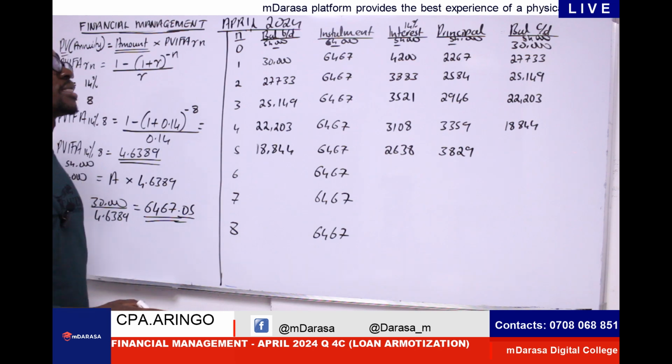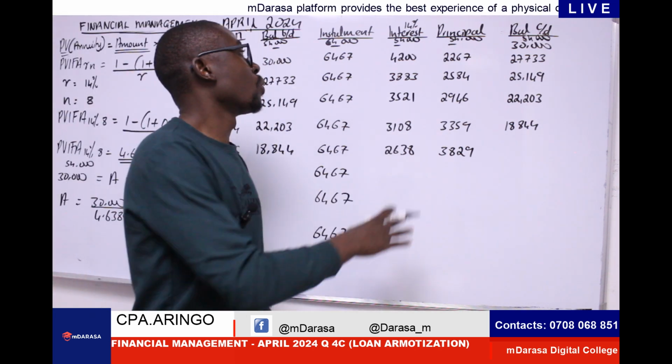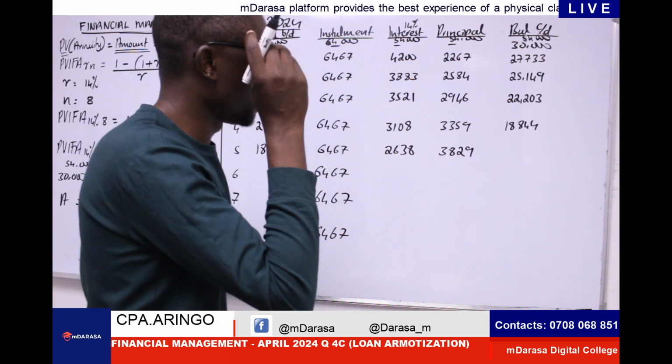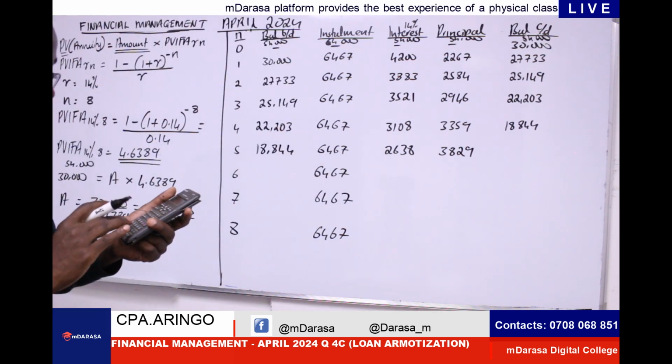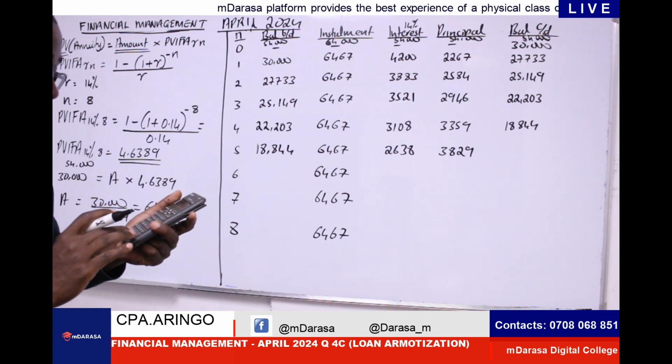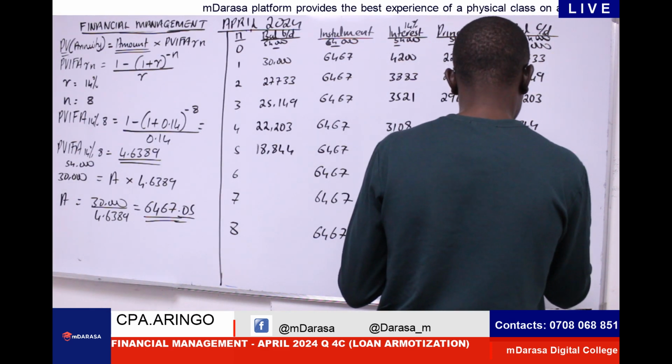You realize that as the time goes by, your interest is reducing, whereas your principal value is increasing, right? That's what you must have realized. So I'll be having 18,844 minus answer. This should give us 15,015.